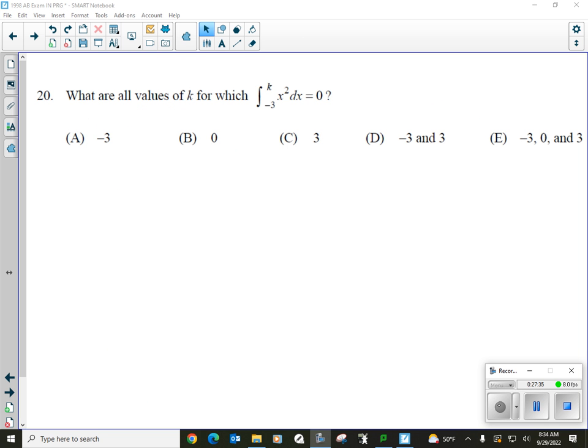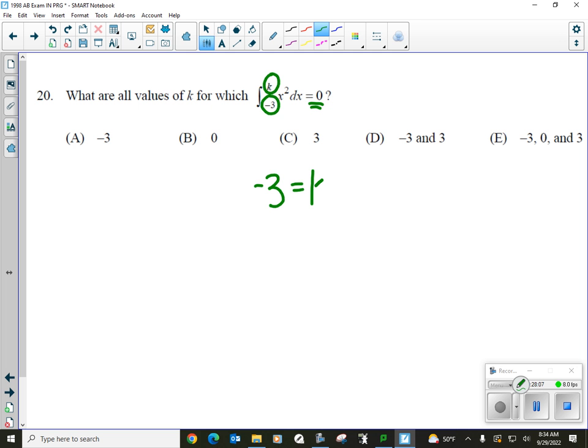Number 20. What are all values of k for which the integration from -3 to k of x squared dx is equal to 0? You have to do no math here whatsoever. There is a rule, okay? When the lower bound is equal to the upper bound, your integration is 0. So when the lower bound is equal to the upper bound, there you go. What's the value of k? -3. You're welcome.